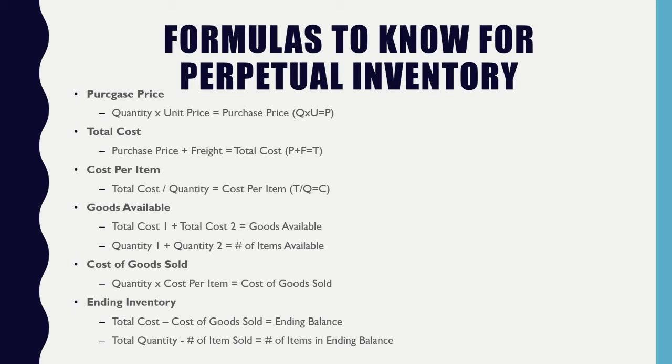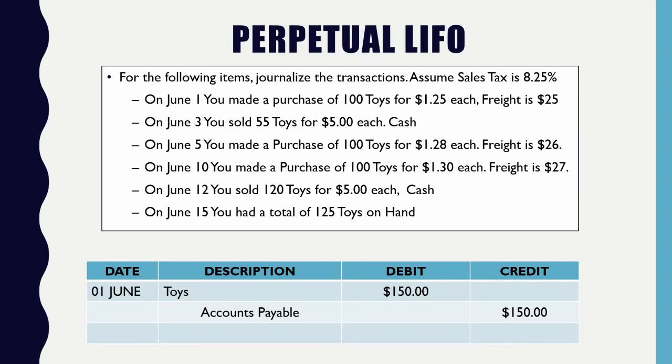The equations here are pretty much the same. You're going to have a purchase price, a total cost, and a cost per item. But this time when we calculate our cost of goods sold, we're going to use quantity times our cost per item, and we're going to get a total and subtract it out of our inventory. We've already seen these before. Let's go ahead and move on.